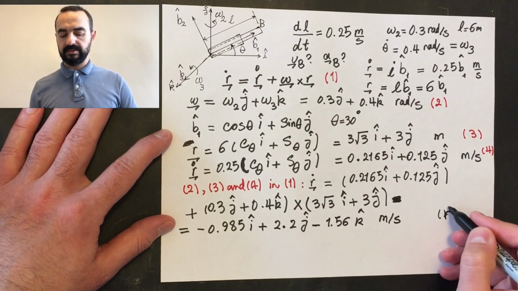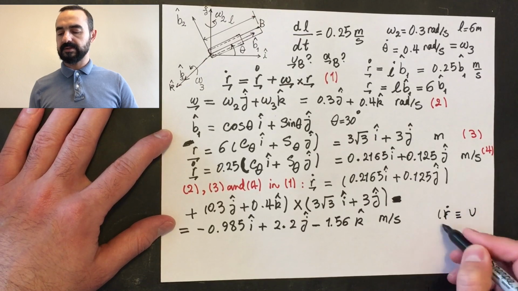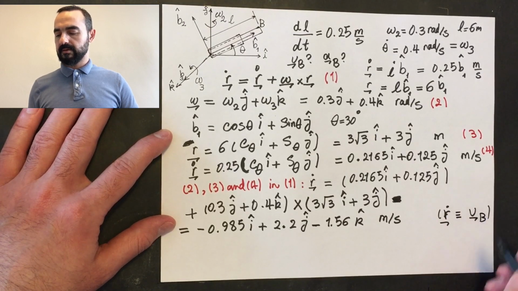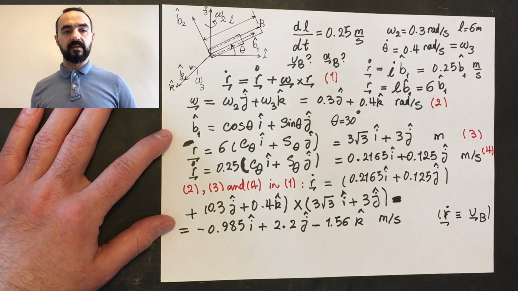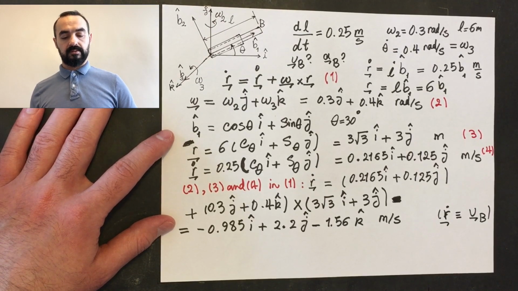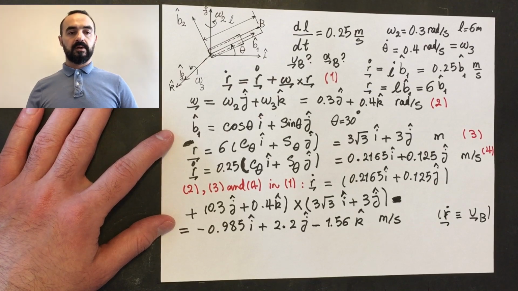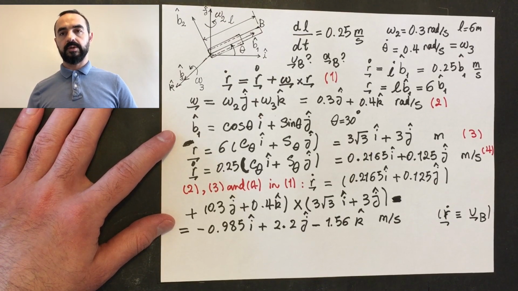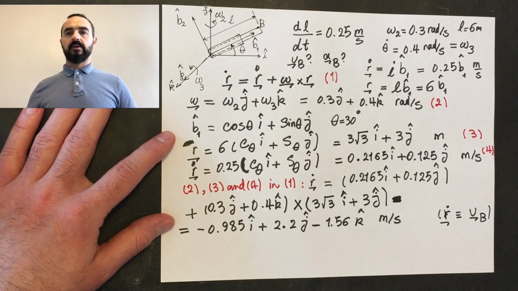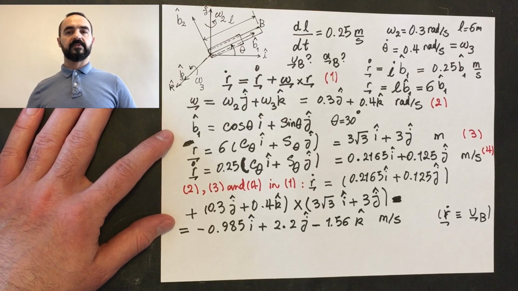Again, just to remind you, this is r dot, the velocity of point B. Now that we have the velocity of point B, our next lesson will be about the acceleration of point B. All right, thanks for paying attention.